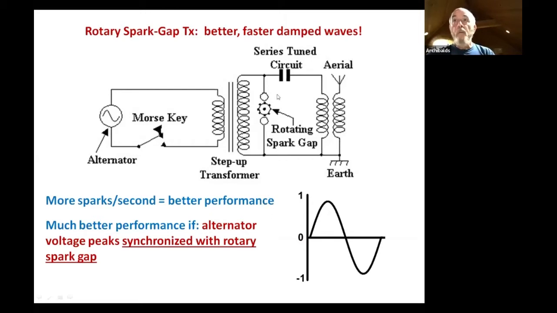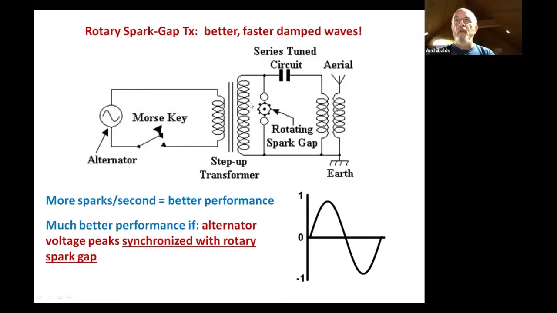One of the problems they found early on is that, yes, they got more sparks, but you'd only get a really good spark if your AC was on either the positive peak or the negative peak. If these happened to line up when you were, say, in the middle, you'd get no spark at all, or some way up the side of one of the sine waves, you'd get a weak spark.